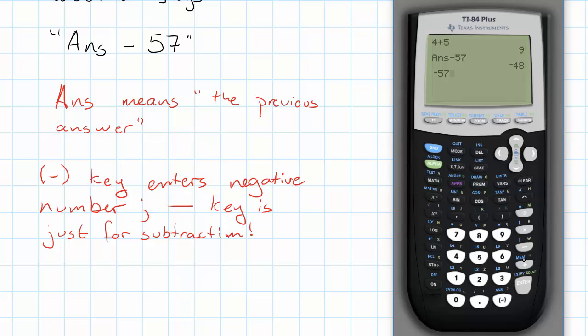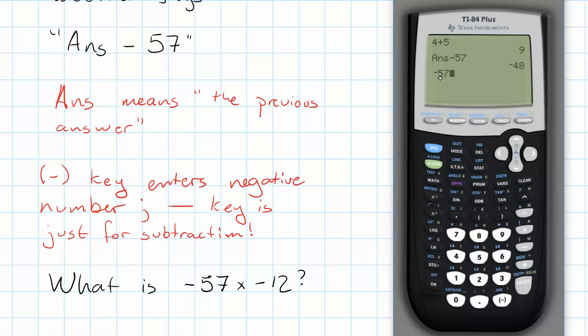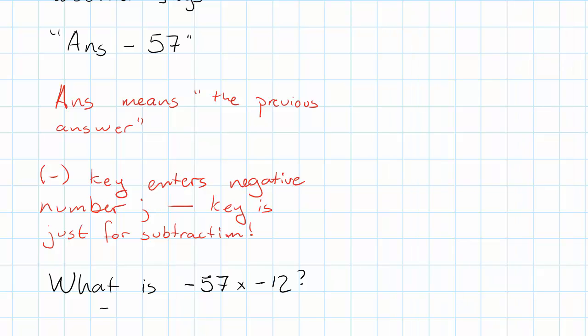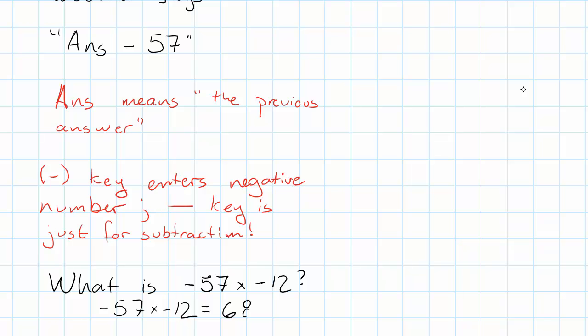All right, so let's do something with this negative 57. Let's work out negative 57 times negative 12. So negative 57, now we hit the times key, and we enter negative 12. According to the calculator, negative 57 times negative 12 is positive 684.